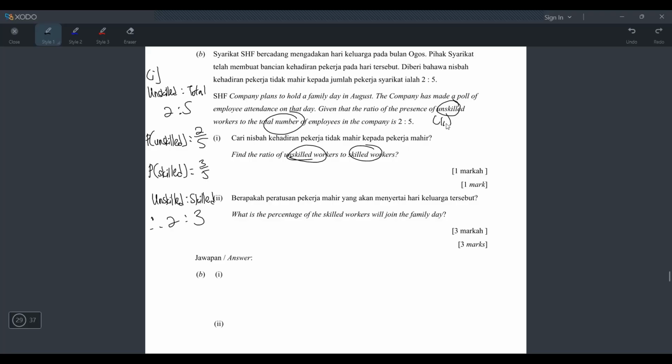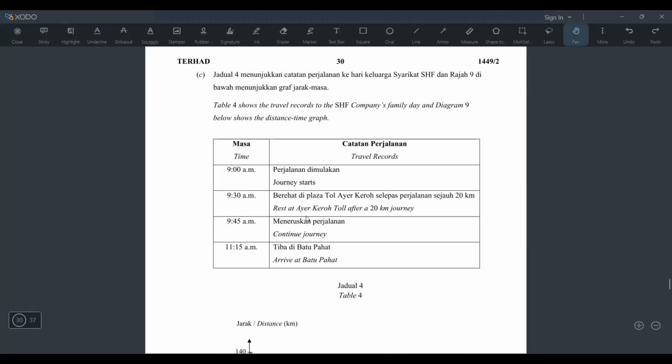Okay, second question. What is the percentage of skilled workers who will join the family day? Percentage. We already know the probability of skill is 3 over 5. So convert this to percentage, times 100%, and you will get 60%, right? So that's how you do it. So very easy, like that you get 4 marks already, right? So now we do the next question. So scroll down.